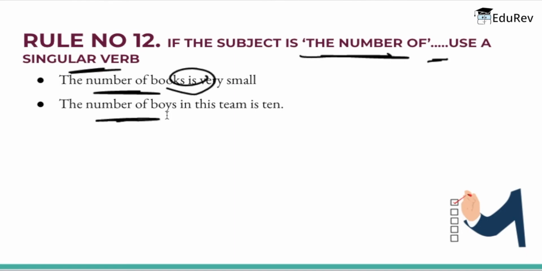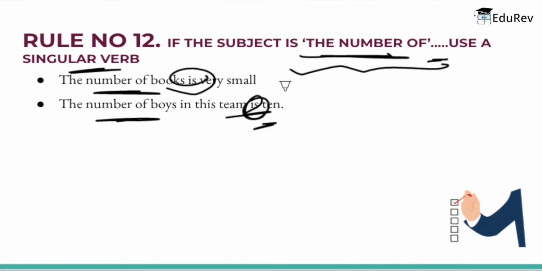For example, the number of books, so we have a singular verb. Similarly, the number of boys, so we have a singular verb. So this is exactly what they are saying, that we have a singular verb whenever there is a subject in the format the number of something. Alright.